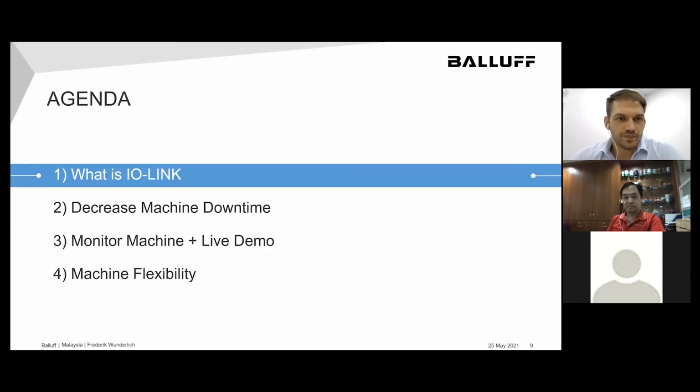My agenda is to quickly introduce IO-Link, what exactly it is, and then quickly speak about the 3 topics I just mentioned. How can we decrease machine downtime? How can we monitor a machine? And here we also have a quick live demonstration of our sensors. And finally, how can we make machines more flexible?